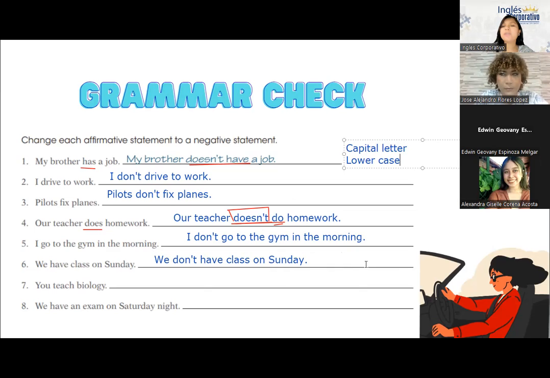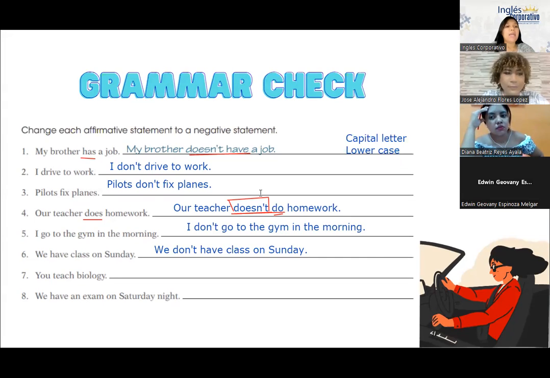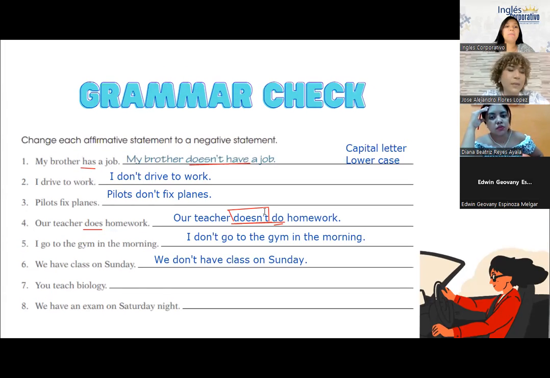Ok. So, I add Sunday with capital letter at the beginning. S. Capital letter. Why? ¿Por qué le agrego una letra mayúscula? Why? Porque es nombre. Porque es un nombre propio. Así como su nombre es un nombre propio. Usted no lo va a escribir con letra minúscula, la primera letra, ¿verdad? La escribe con mayúscula porque son nombres propios. Right? You teach biology.